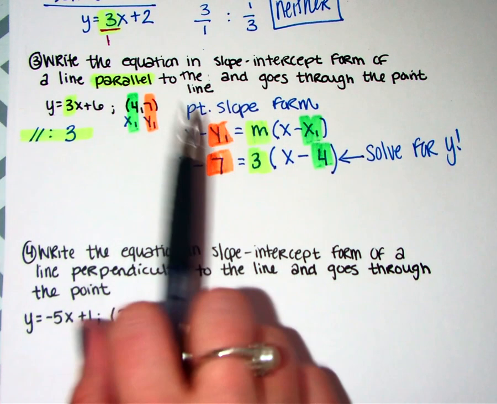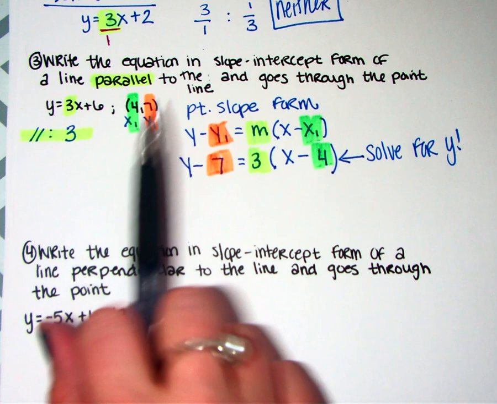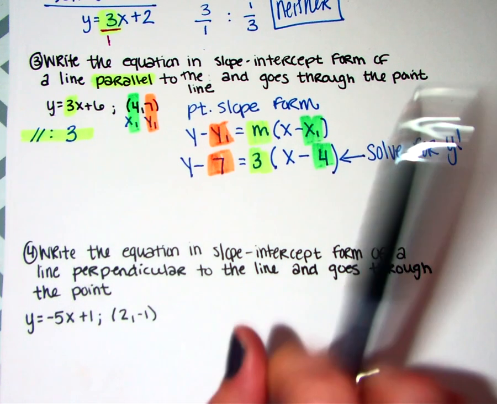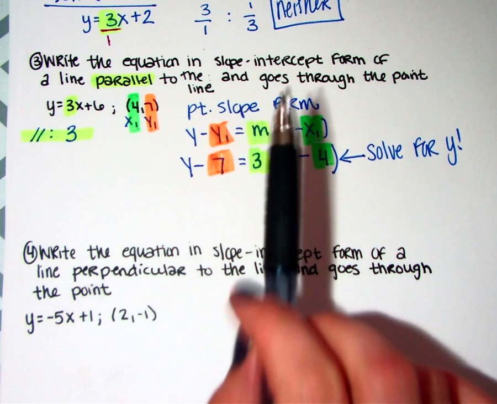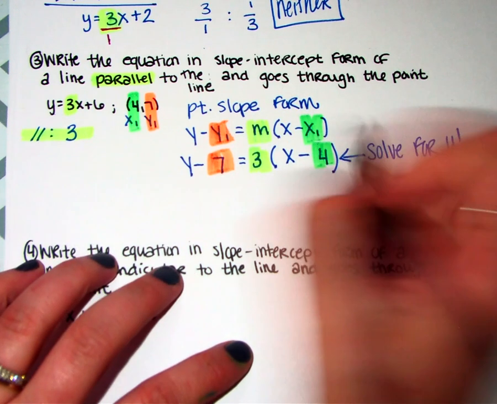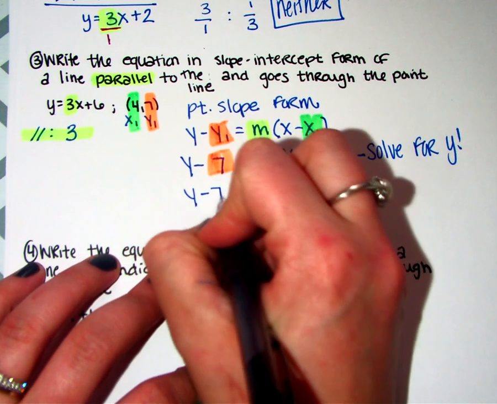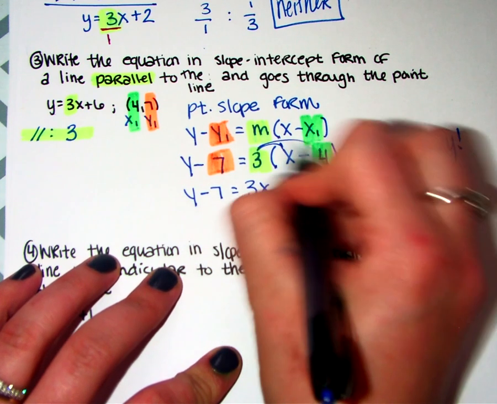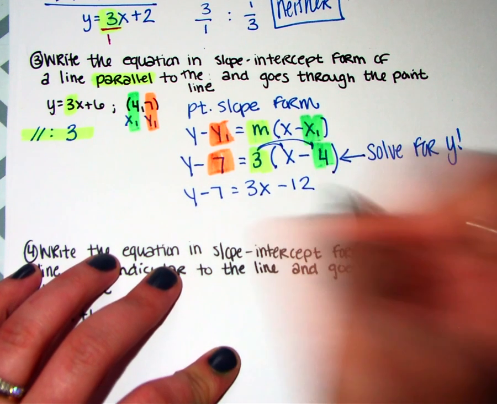You have to start out with what you have. I have a point, I have a slope. I have to start at point-slope form. That's why it's called point-slope form. From here, all you have to do is distribute. So I'm going to bring down my y minus 7. 3 times x is 3x. 3 times negative 4 is negative 12.